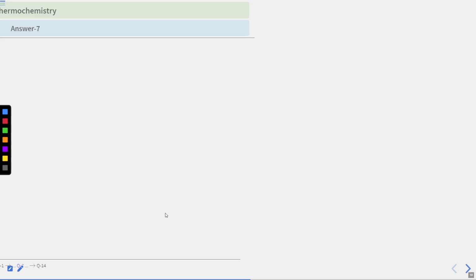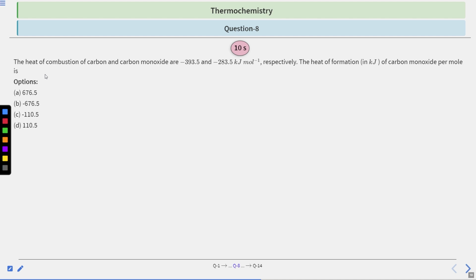Okay, so let's move to the next question. Question number 8. The heats of combustion of carbon and carbon monoxide are this and this respectively. The heat of formation in kilojoule of carbon monoxide per mole is... So we have to find the heat of formation of carbon monoxide only. So the options are 676.5, minus 676.5, minus 110.5, 110.5. So you have 10 seconds to solve this question. After that, we will see the answer.